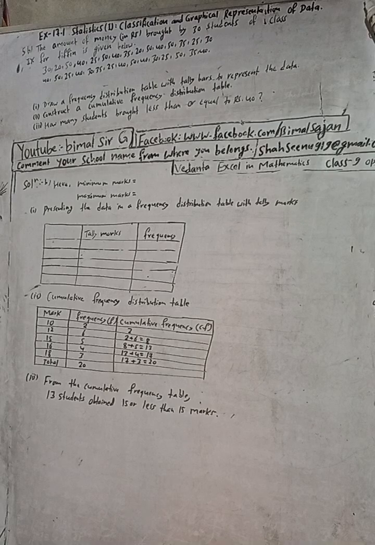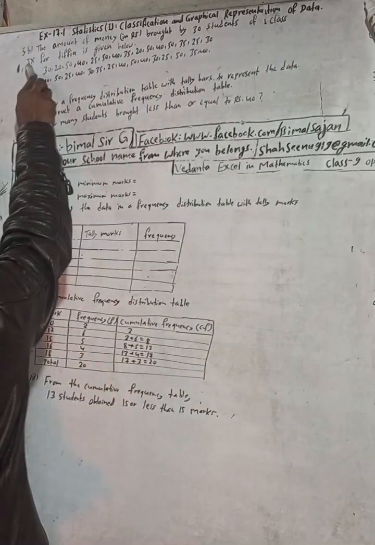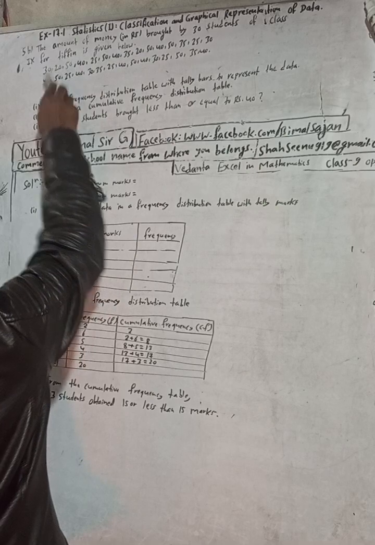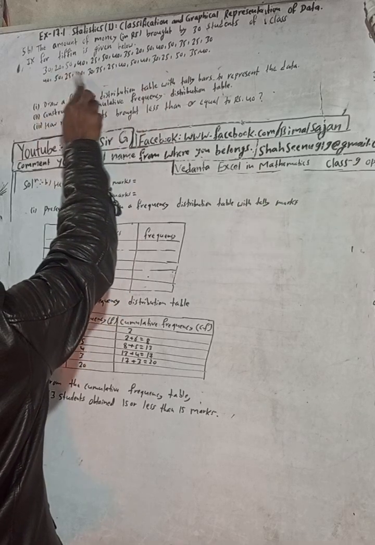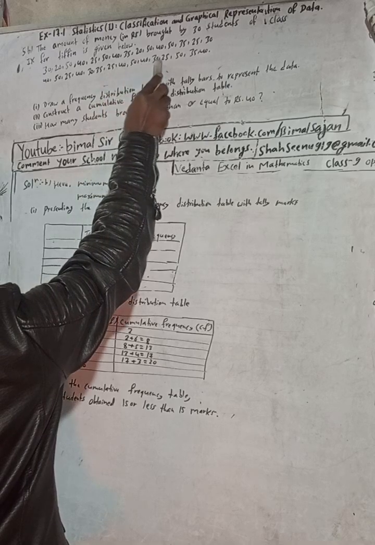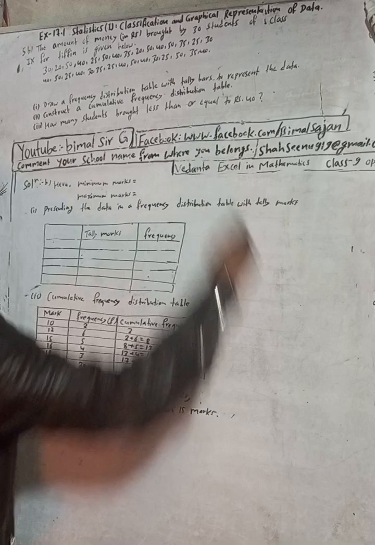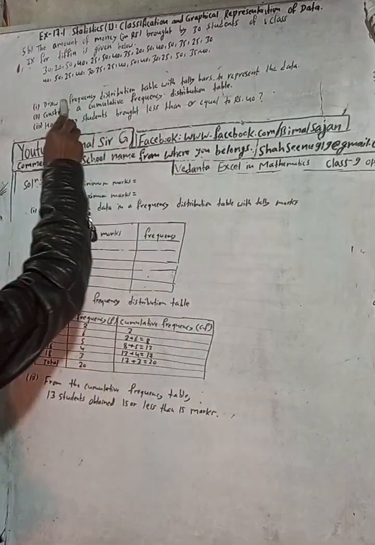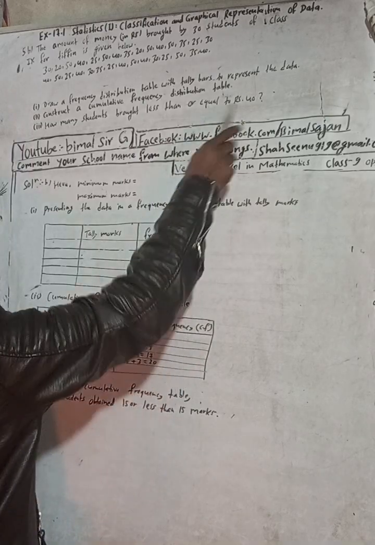This is compulsory mathematics. So the question is here, the amount of money in rupees dropped by 30 students of class 9 for tiffin is given below. So this is the amount of money dropped by 30 students. These are 30. This is the data. So now we have to draw a frequency distribution table with tally bars to represent the data.